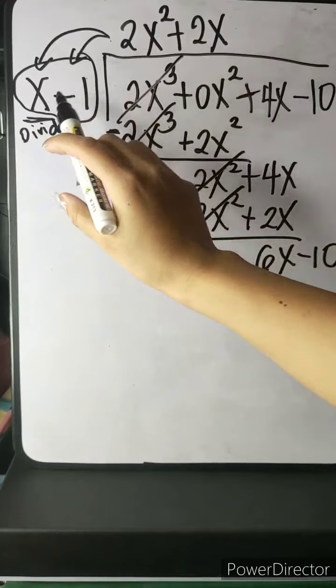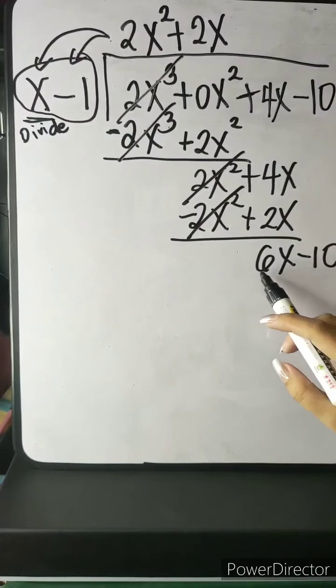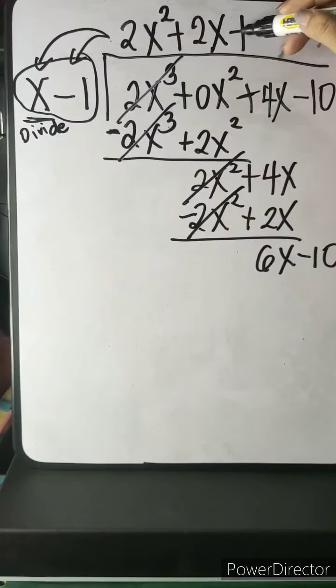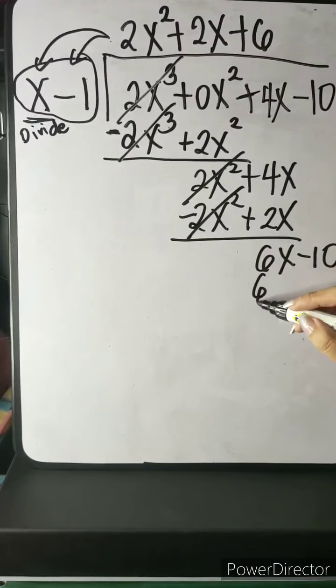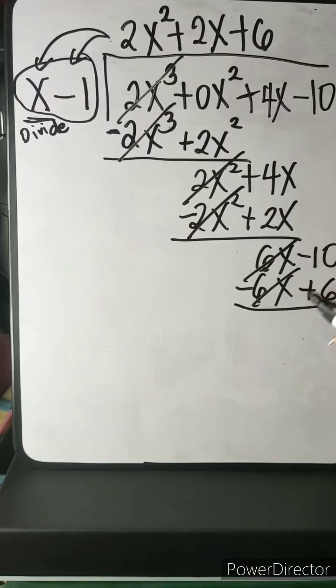And then, divide ulit tayo. Ito, 6x divide x will give us 6. And then, multiply ulit. Multiply natin ulit. Ito ay magiging negative. Ito ay magiging positive. Ito ay ang magiging sagot is negative 4.